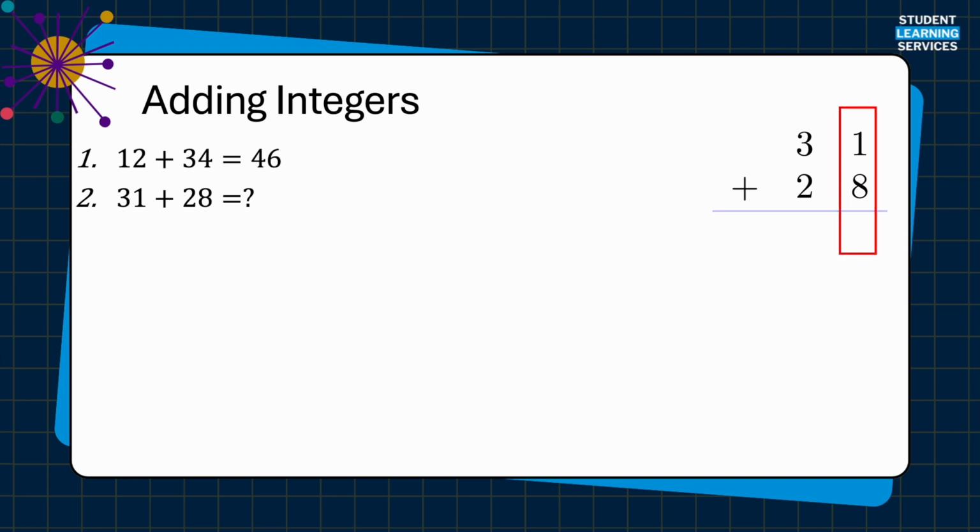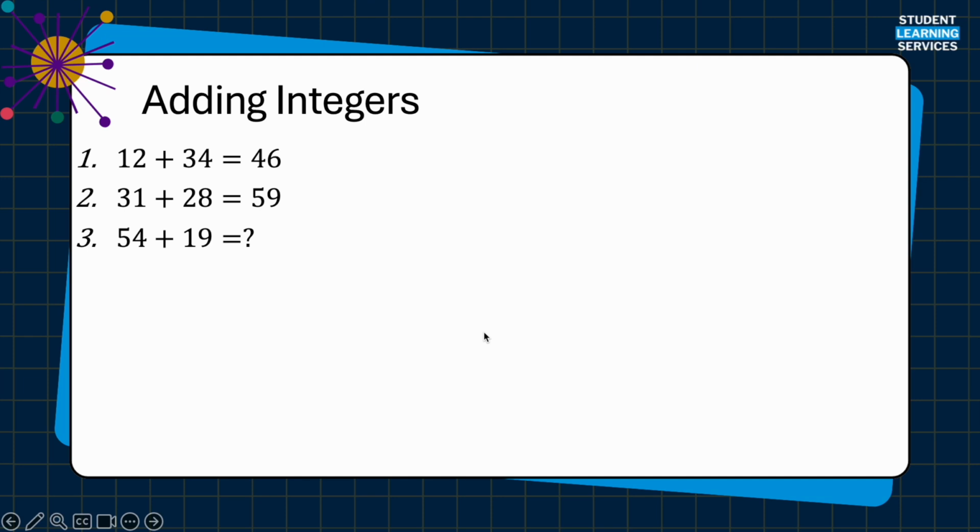What is 1 plus 8 equal to? It's equal to 9. Then we move on to 3 plus 2. What is that equal to? It is 5. So the answer for 31 plus 28 is 59.